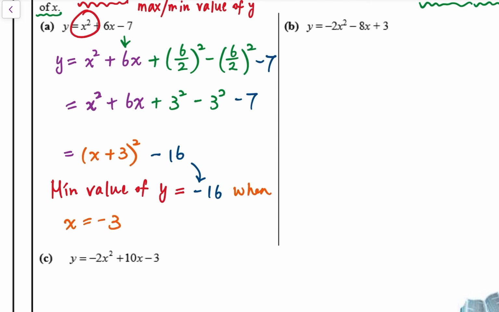Why do we have x equals negative 3? We look at the perfect square, (x plus 3) all squared. So x plus 3 equals 0, so we get x equals negative 3. So we have got the optimum value of y, which is negative 16, and it is a minimum value. And the corresponding value of x is negative 3.